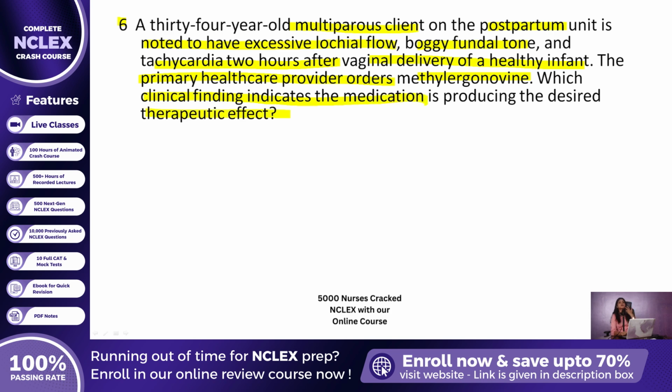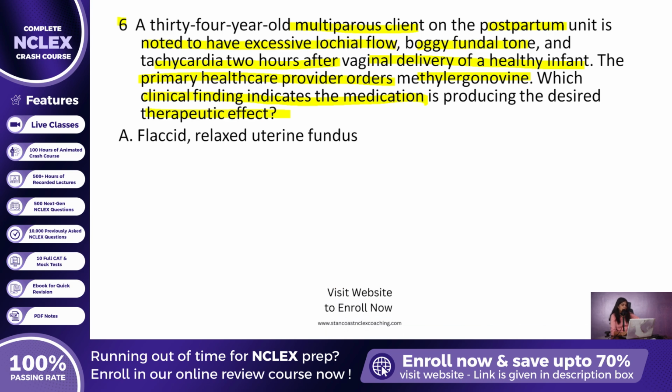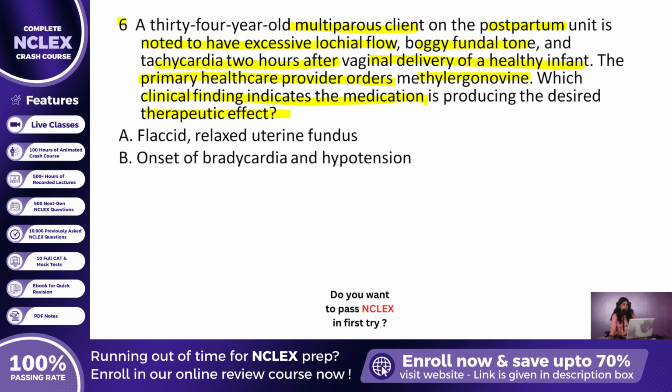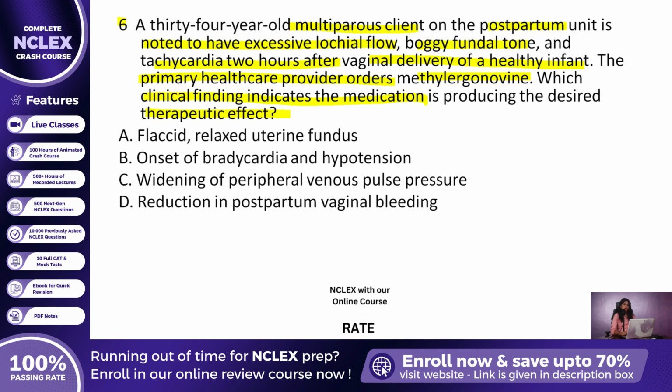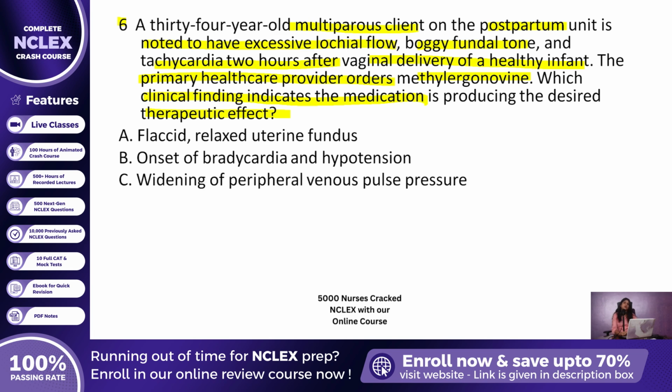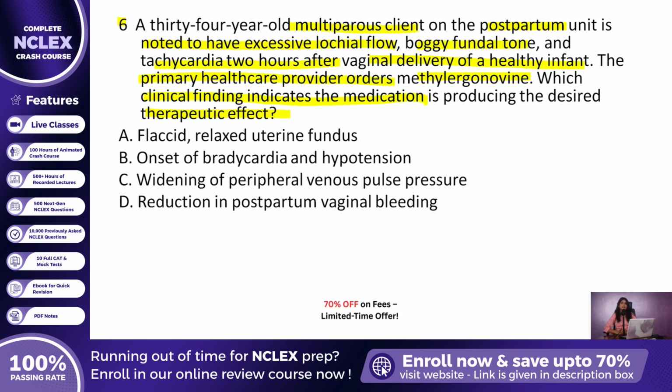Now, let us look at the answer choices. Option A, flaccid relaxed uterine fundus. Option B, onset of bradycardia and hypotension. Option C, widening of peripheral venous pulse pressure. Option D, reduction in postpartum vaginal bleeding. The correct option is option D, which is reduction in postpartum vaginal bleeding.